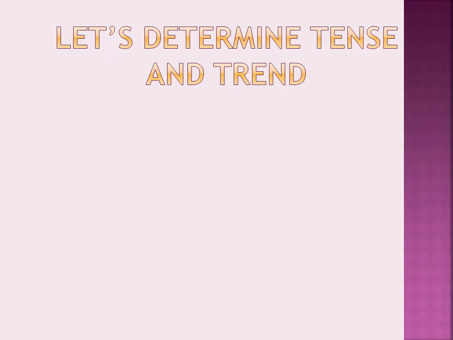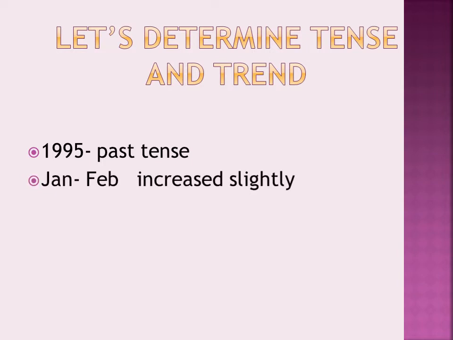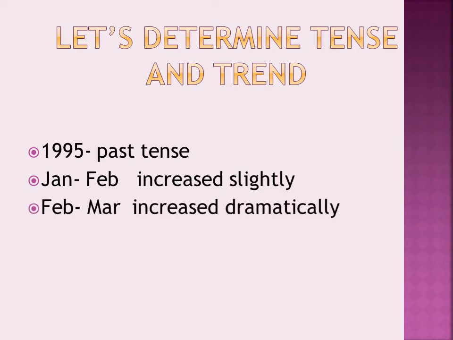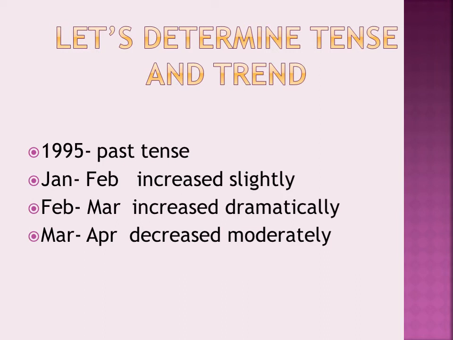Let's determine tense and trend. 1995 means past tense. So in the same way, we are going to analyze the graph in past tense. Time period: January to February, increased slightly. February to March, increased dramatically. March to April, decreased moderately. These are the ideas we gathered after looking at the figure carefully.